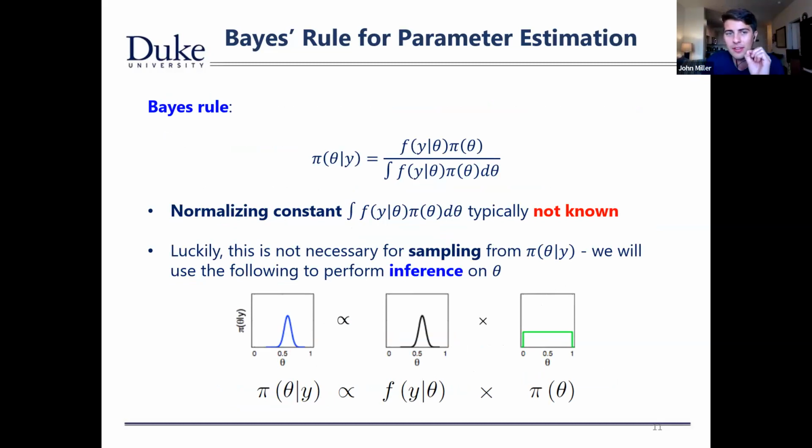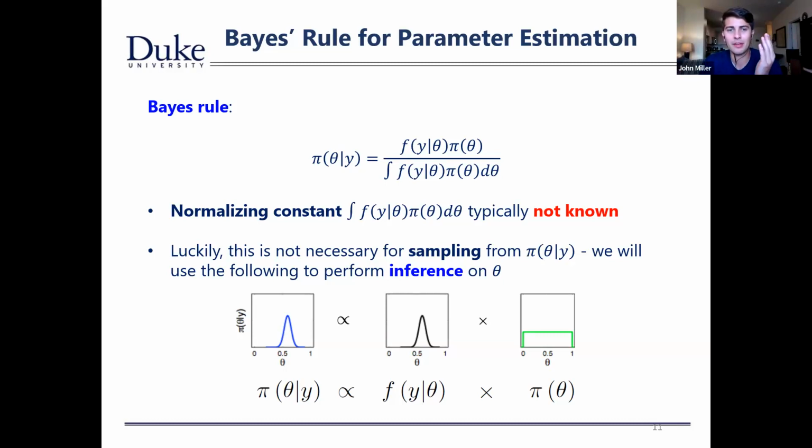The potential issue is that, especially if theta is really high dimensional, or pi is a really weird distribution, or f has weird shapes, it's going to be hard to actually calculate this integral. In general, you're not going to be able to calculate it. And so you may ask, if I can't calculate this integral, how can I get my posterior distribution?